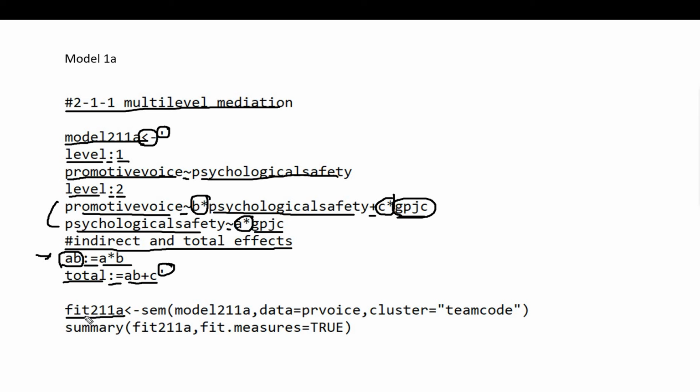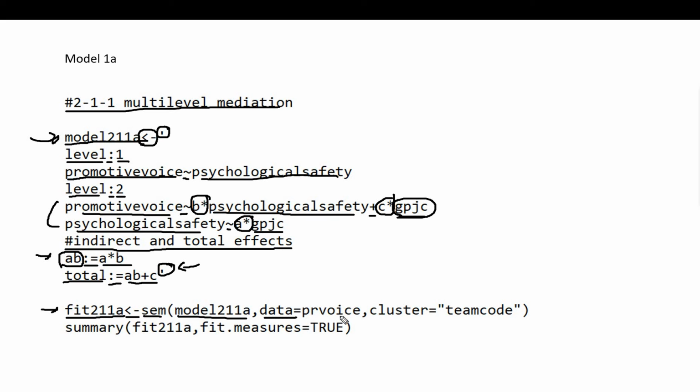On the next line right down here, once we've closed everything off, again, we have to have our end quotation mark. On this line right here, we've got fit 211A. So I'm going to create a fit object that contains all of the model information after we run the analysis. You can see I've got an arrow pointing to it from sem. This is a sem function associated with the lavaan package. Inside the parenthesis, you can see I've got model 211A. So we're going to run the analysis on this particular model right here.